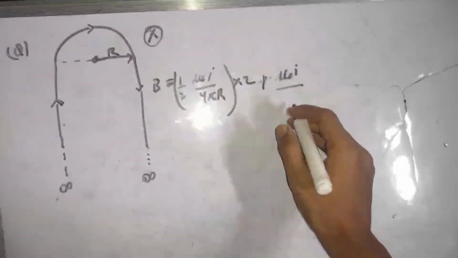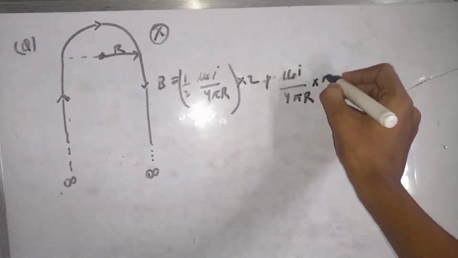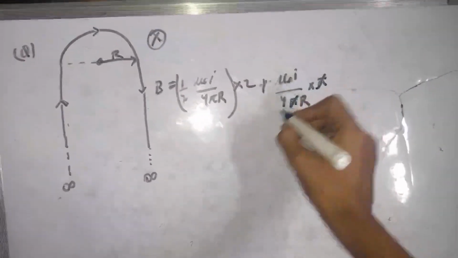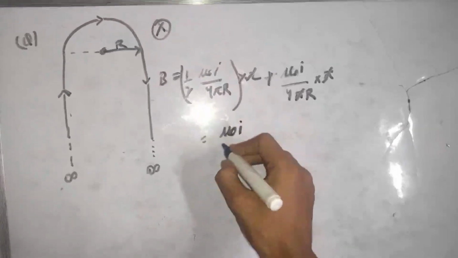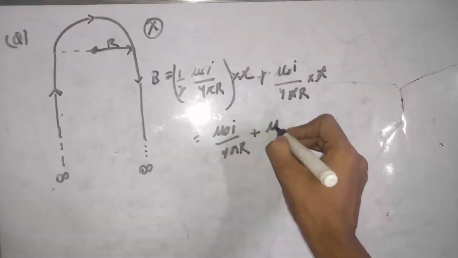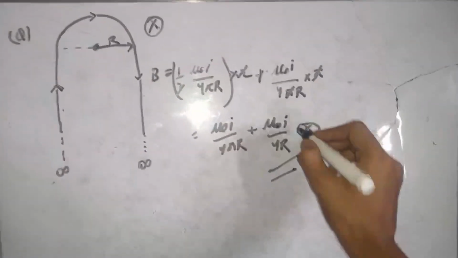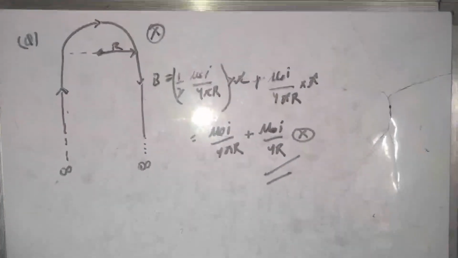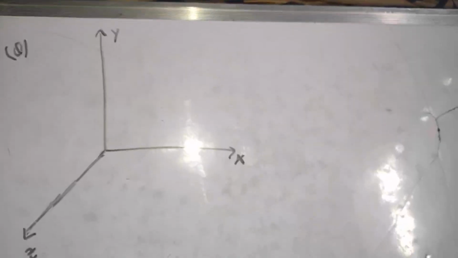that is mu naught I upon 4 pi r, and the angle is pi, so we can cancel this pi, and we can cancel this 2, and we can take this mu naught I upon 4 pi r plus mu naught I upon 4r. That's inside the plane, so that's a very easy problem. We'll solve one question from Irodov, and then we will wrap up.